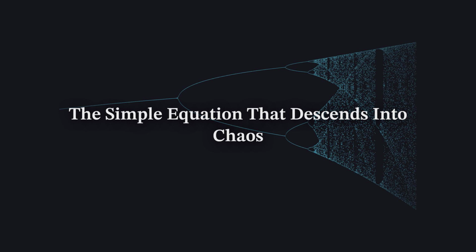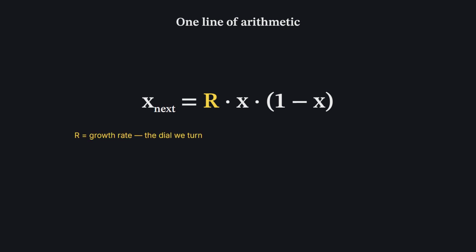Let me show you. Here is the whole thing. Next year's population equals r times this year's, times 1 minus this year's, where the population is measured as a fraction between 0 and 1, 0 being extinct and 1 being the absolute maximum the land can hold. The r is the growth rate, our dial. That 1 minus the population is the twist.